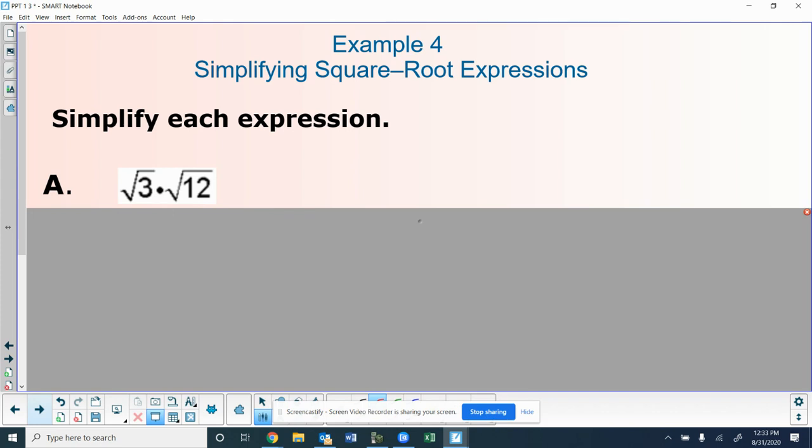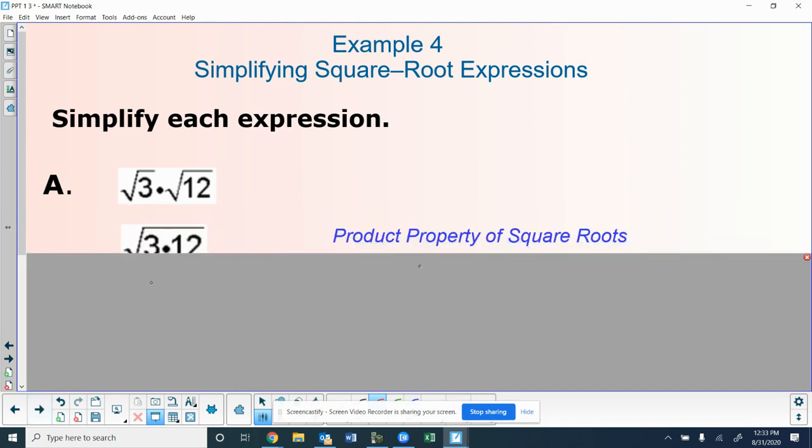Okay, you could do a factor tree here. Or, what's 3 times 12? Why is 36 nice? Perfect square.